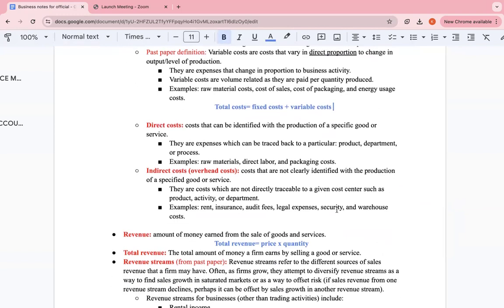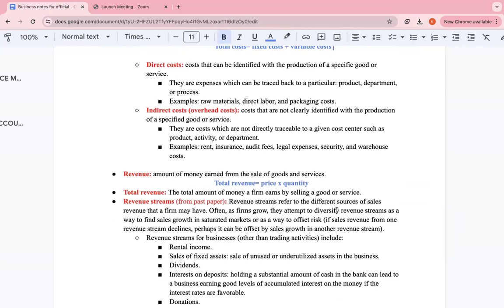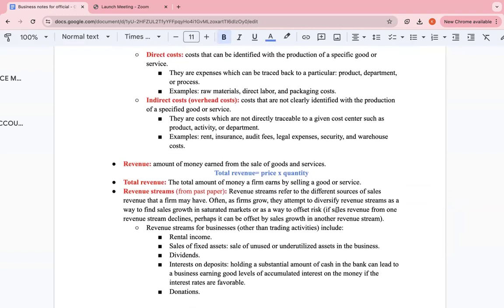So direct costs are basically costs that can be identified with the production of a specific good or service. So they are expenses which can be traced back to a particular product, department, or process. So for example, the marketing campaign can be traced back to the marketing department, or a certain fabric can be traced back to a certain product, like a certain shoe. Examples: raw material, direct labor, and packaging costs.